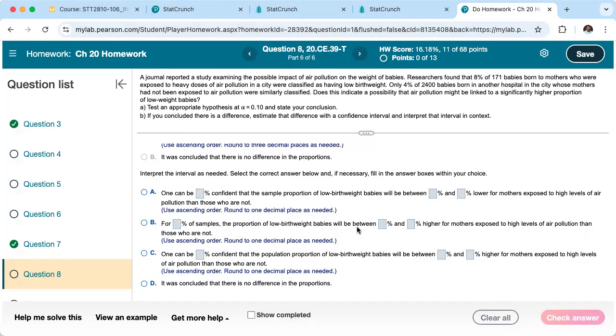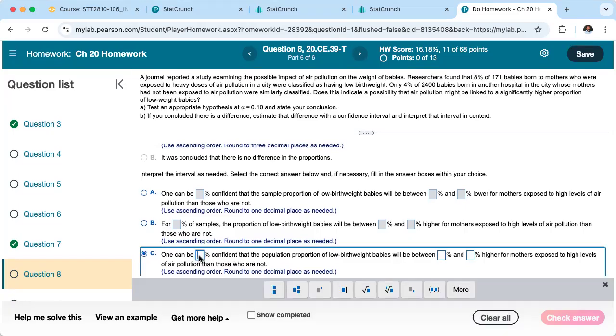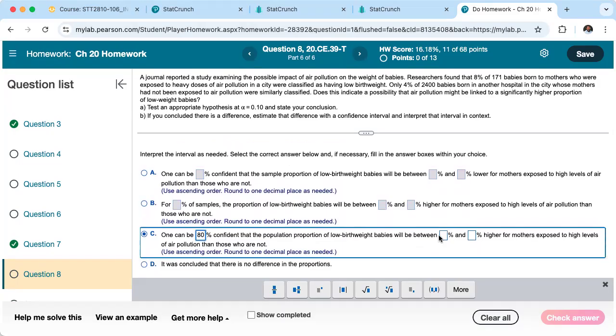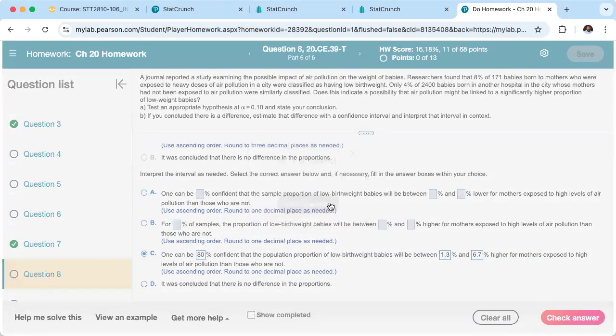And then we have to finally put in the interpretations. We can see that we are talking about the true population proportion. So one can be 80% confident that the population proportion, not the sample proportion, is between, so we put those values here, and then higher for mothers exposed to pollution than those who were not exposed. So you multiply this by 100. Let me try to see. 1.3, I guess, and then 6.7. Yep. So that is how to answer that.